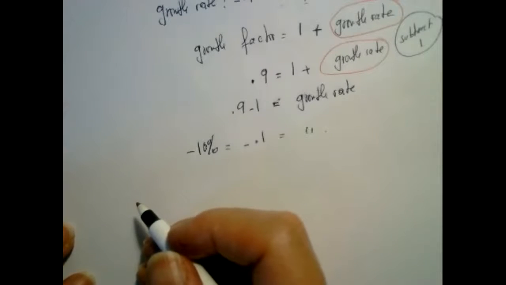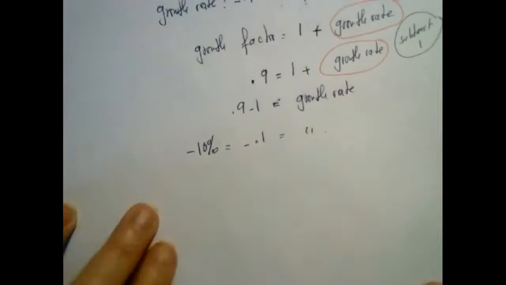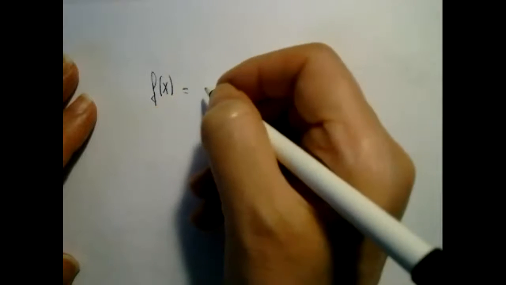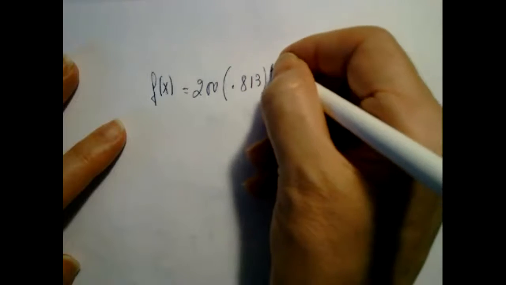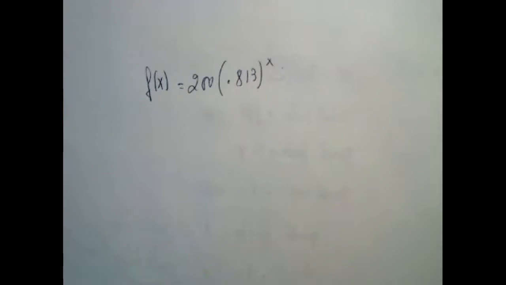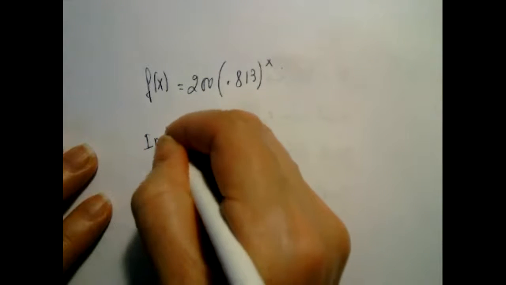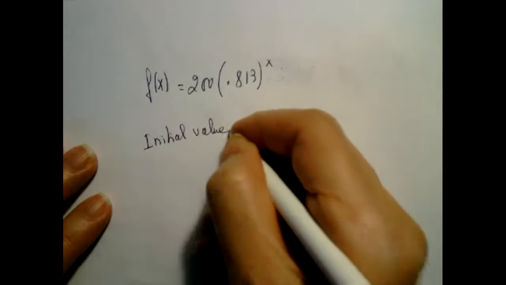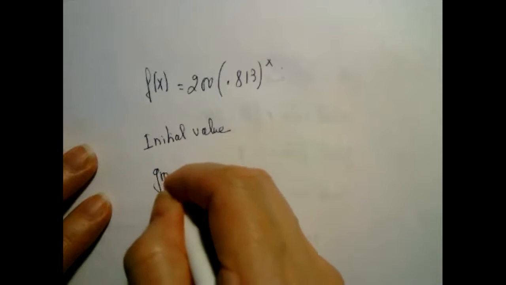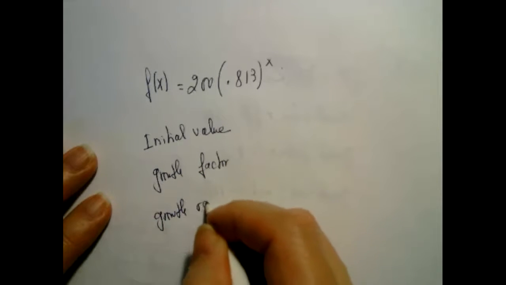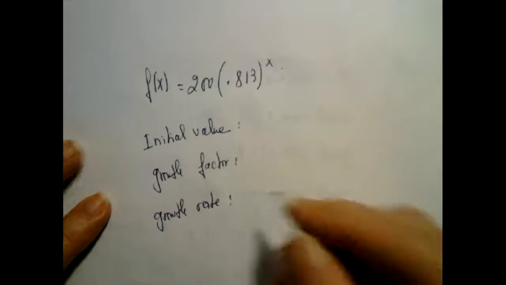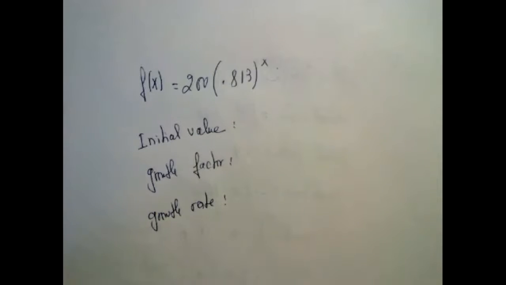I will finalize with another one. f of x equals 200 times 0.813 to the x. Again, initial value and everything. And this time I'm going to pick one student, so be ready. Initial value, growth factor, and finally growth rate. And I should do it myself because I don't know what the answer is.